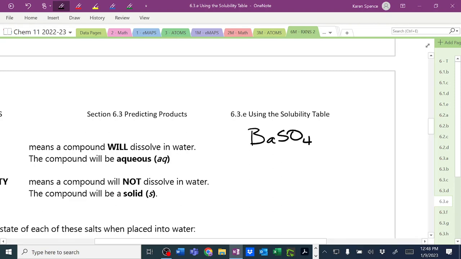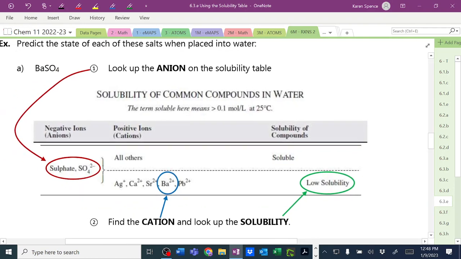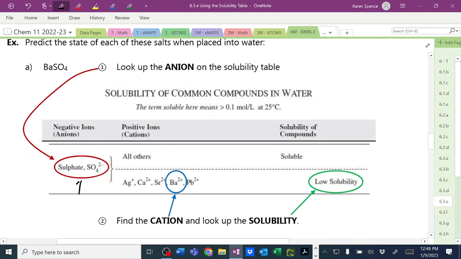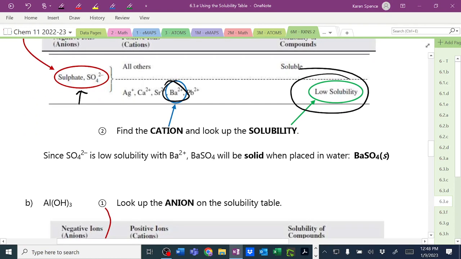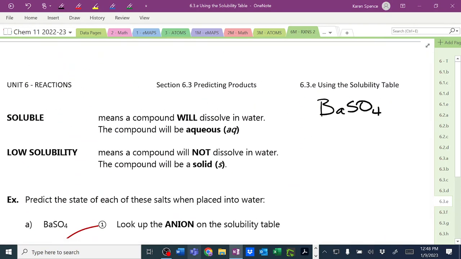Not dissolve. Okay, because you look here and you say, I have sulfate, and then I've got barium. So first you look up the anion, then you look up the cation, because it's easiest to go to the anion first. So anion and then cation, and then you look at its solubility, low solubility, and therefore it's going to be BaSO4 solid.